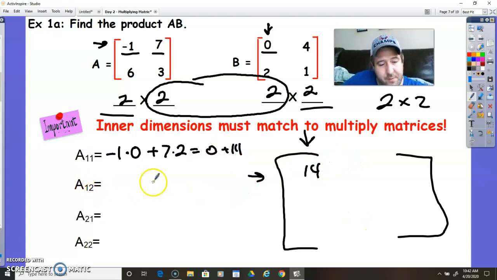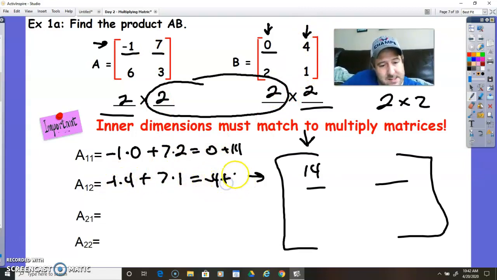All right, so now what about if I want to do first row, second column? So first row, second column would be this number right here. So I'm going to multiply this first row by this second column. So negative 1 times 4 is the first number in the first row and the first number in the second column. And then you're going to add it to the second number of the first row times the second number in the second column. All right, so that makes negative 4 plus 7, which ends up being 3.